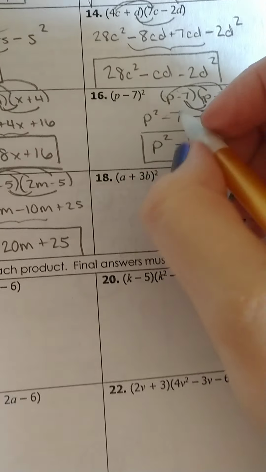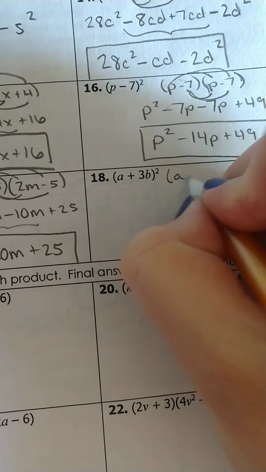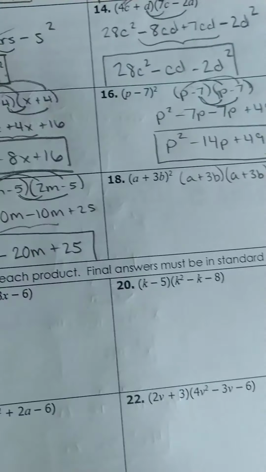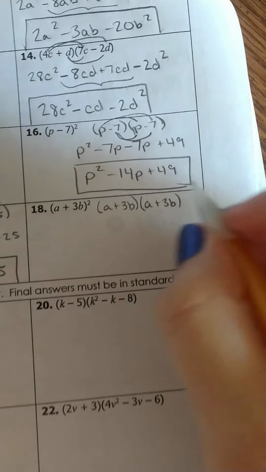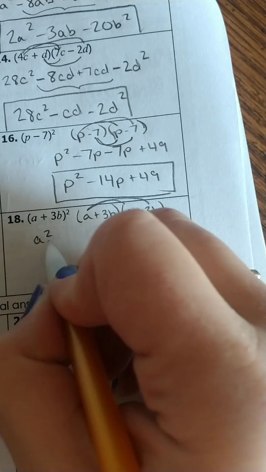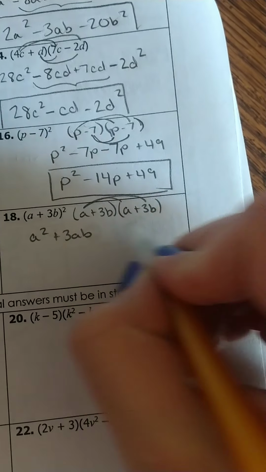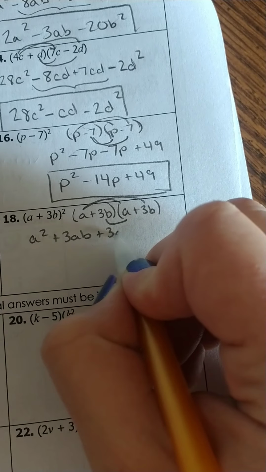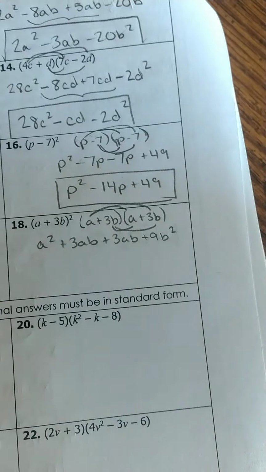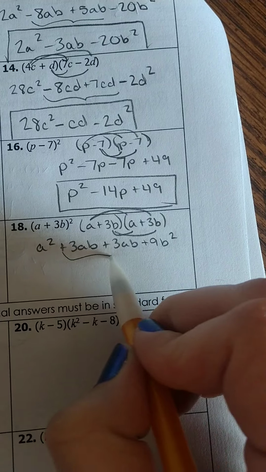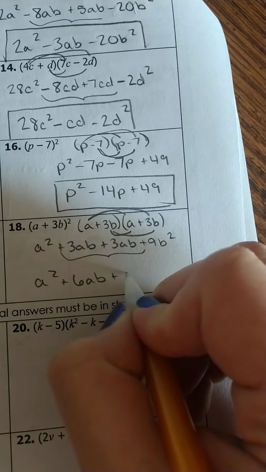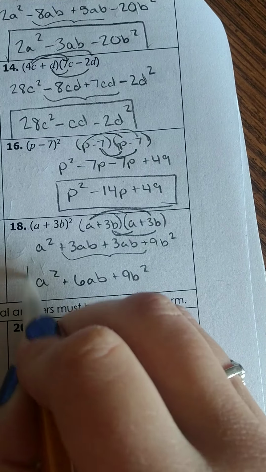And then 18. Write two of them, a plus 3b, a plus 3b. There we go. A times a is a squared. A times 3b is 3ab. 3b times a is 3ab. And 3b times 3b is 9b squared. Combine our like terms: a squared plus 6ab plus 9b squared.